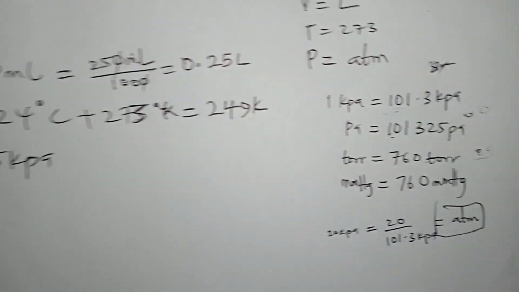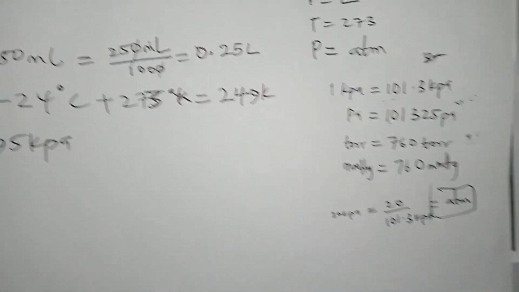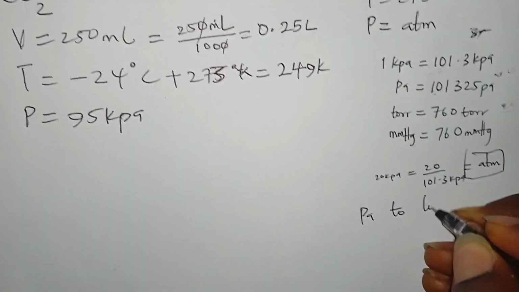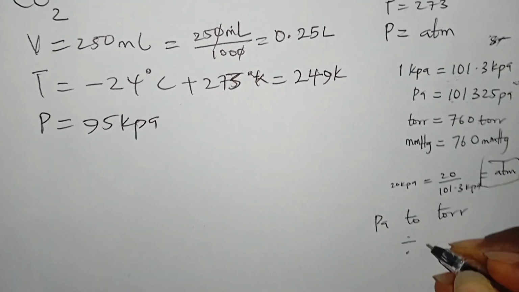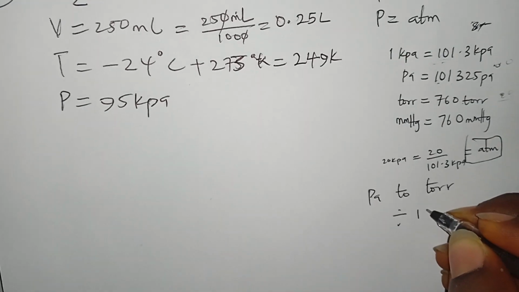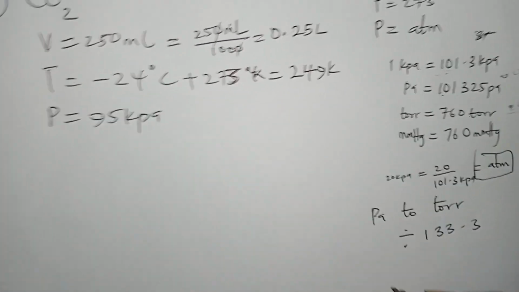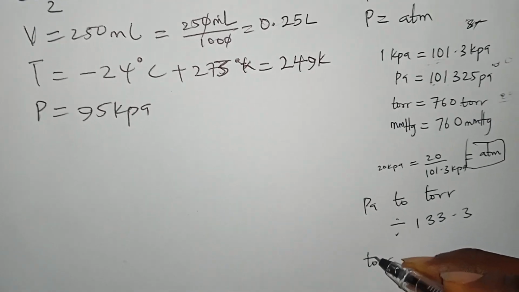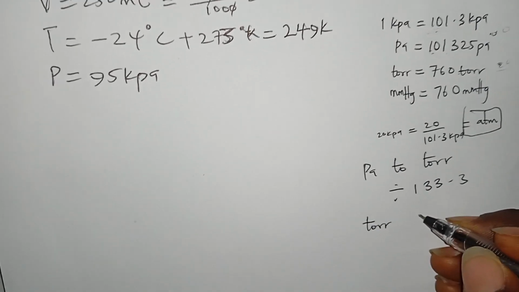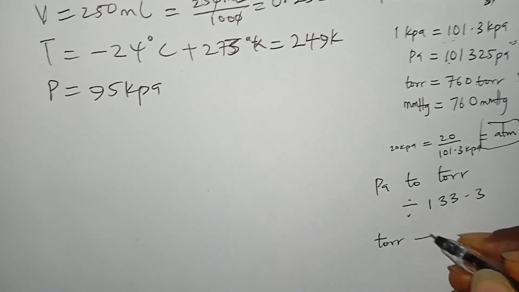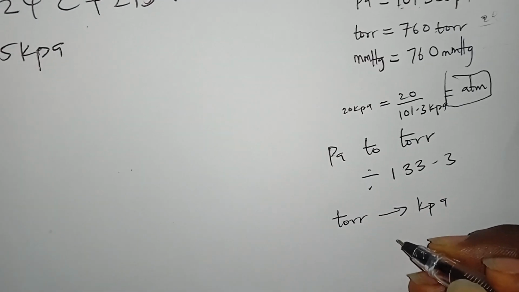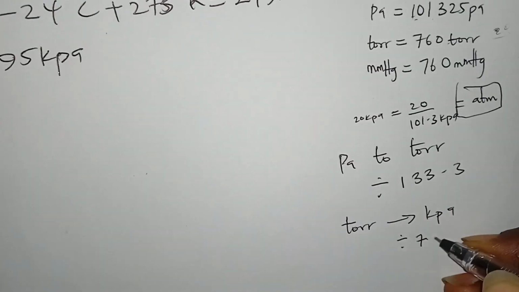Now that you know this, I also need you to know how to convert from pascal to torr. From pascal to torr, simply divide the value you are given by 133.3. Converting from torr to atm, I've already said that. Let's say you are converting from torr to kilopascal, all you need to do is just divide by 7.